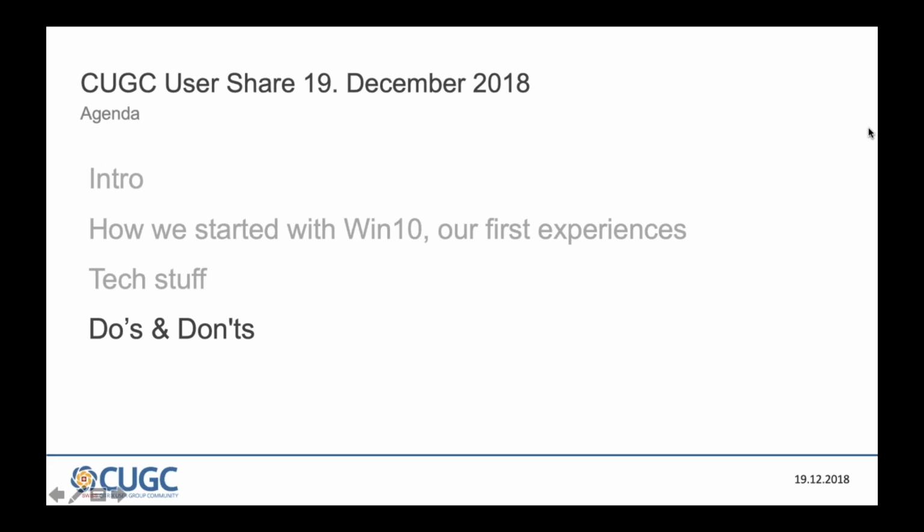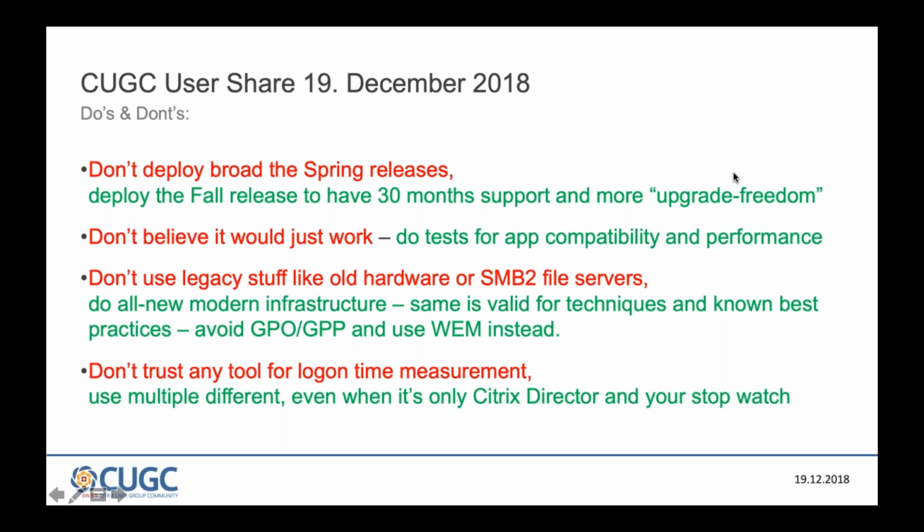Yeah, I sum it up with the do's and don'ts, and we are already near the end of the time, so I try to get a bit faster, but I think it's very important that we have this together. So what you should have learned in this presentation: don't use the Windows 10 Spring releases, because you have too little support time. If you use the fall releases, you have 30 months of support and more or less the upgrade freedom. Don't believe it would just work. Do test for application compatibility and performance. Don't use legacy stuff like old hardware or SMB2 file servers and so on, because it's just not working fine. The same applies to best practices, where the legacy things are maybe not good enough, and try to avoid GP or GPP and use WEM instead.